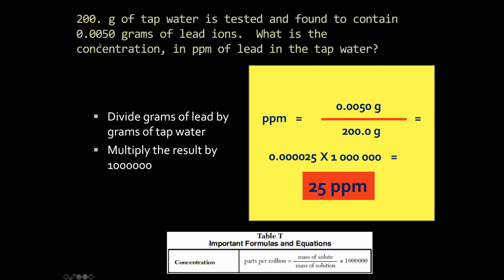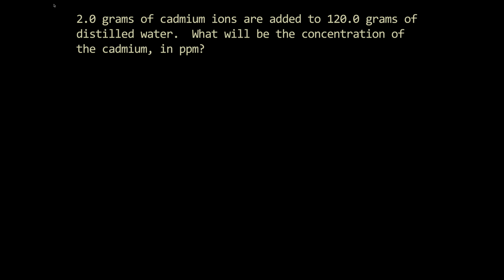Notice that this says 200 grams of tap water contains this many grams of lead ions, which means the mass of the lead ions is included in that 200 grams. That's why it's part over whole. But sometimes it may be worded slightly differently. For example, 2 grams of cadmium ions are added to 120 grams of distilled water. The way this is worded, that 120 grams does not contain the cadmium ions. The cadmium ions are 2 grams above and beyond that 120 grams.